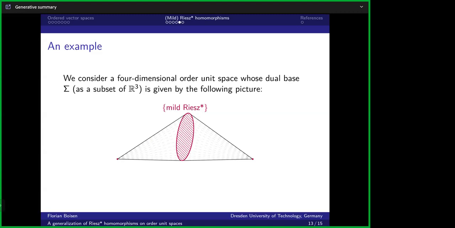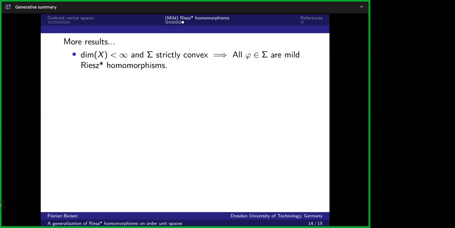So finally, I also want to give you some more results that you can show using this characterization. The first one is if your set sigma is strictly convex. So for example, if your sigma is a ball, if you have a circular cone, then it turns out that all positive linear functionals are multi-star homomorphisms. So this extreme case can also happen, which is quite weird.